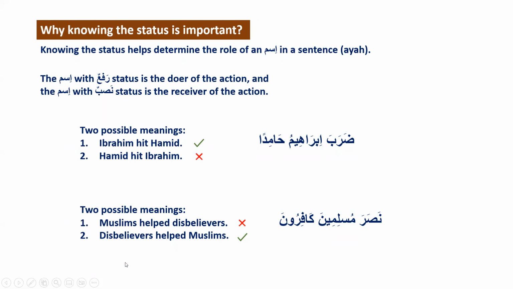We will change Muslimina to Muslimuna and Kafiruna to Kafirina. Say the whole sentence. Nasara Muslimuna Kafirina. Very good. So you changed Muslimina to Rafa and Kafiruna to Nasab to make it the receiver of the action. Right? Good job. Very nice. Okay. One last thing we do before we move on, inshallah. Musab Iqbal.